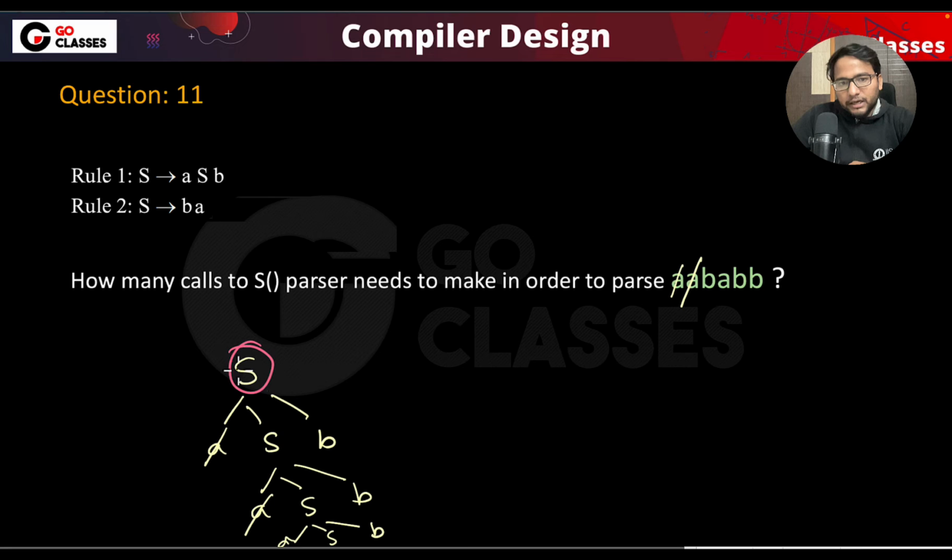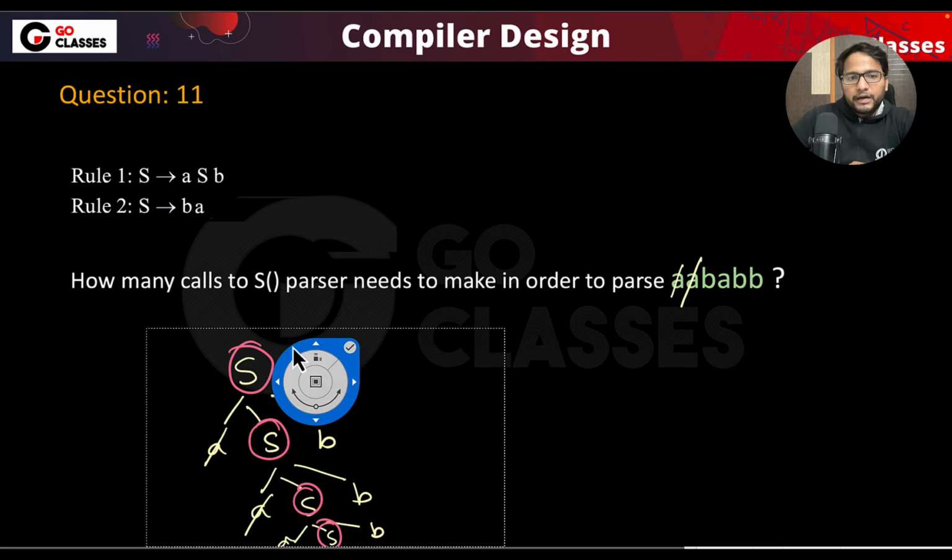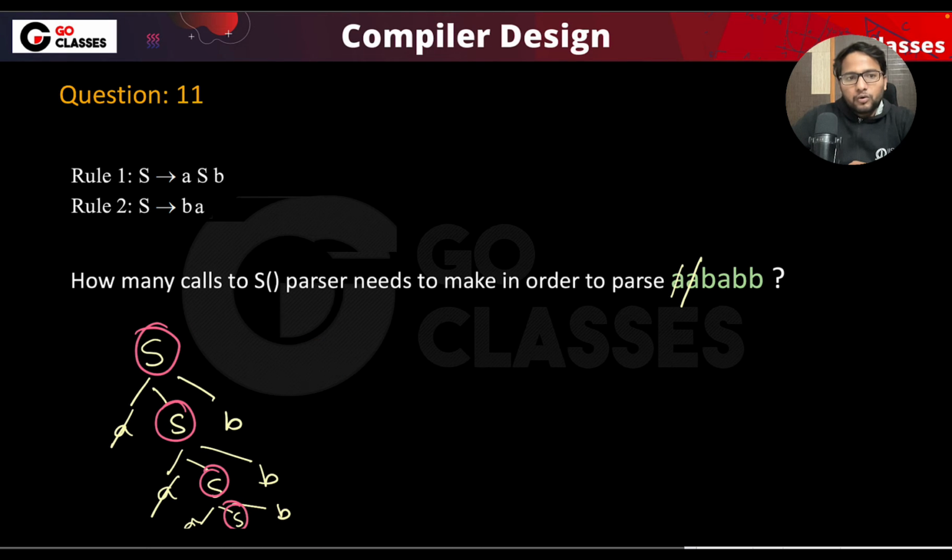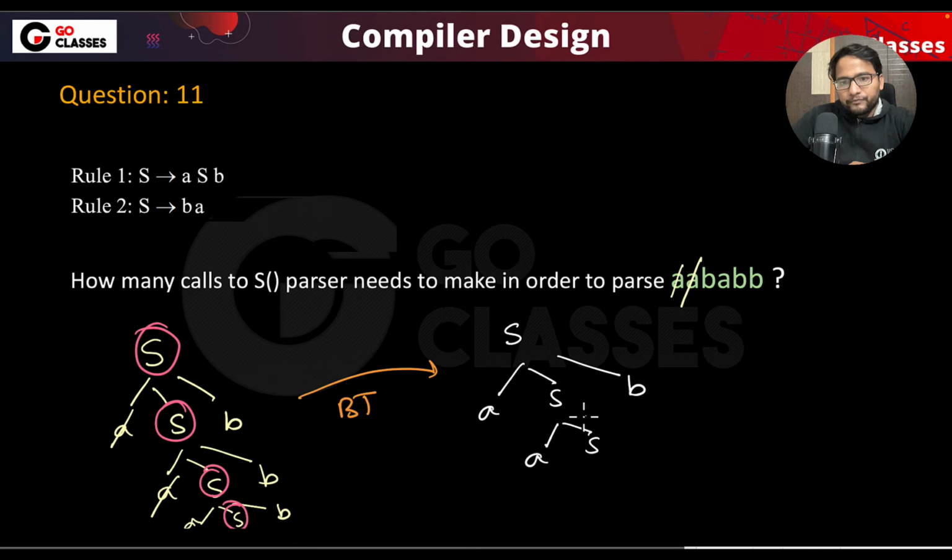So I'm just circling it. If this is a unique call, I'm circling it. So till now 4 calls that you have made, and now it will be the backtrack, right? So on this backtrack, you will see what is happening. This is S, which is ASB. This is also S, which is ASB.